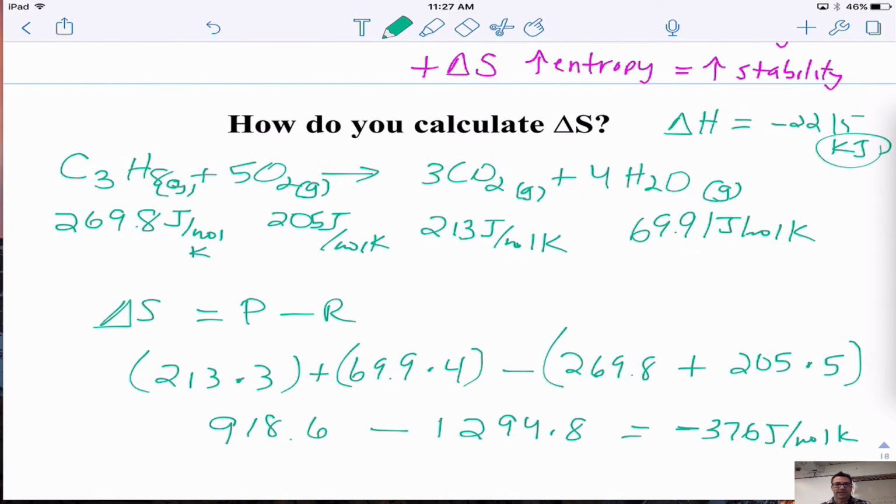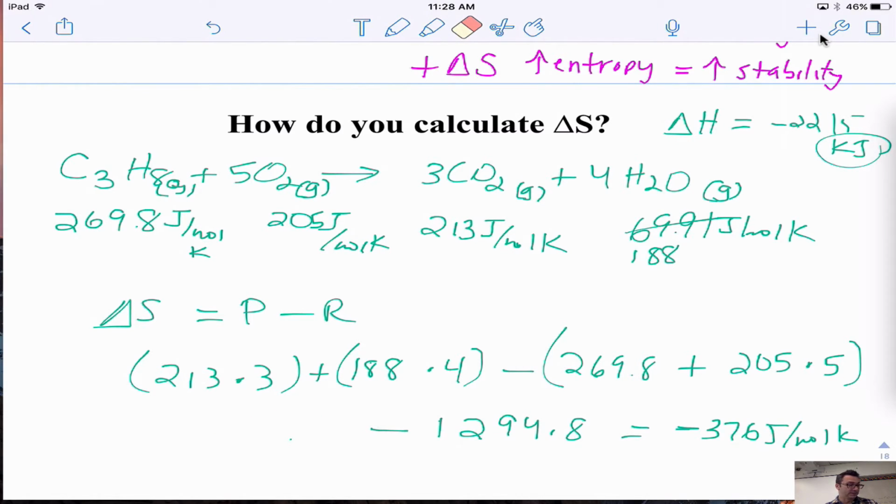I'm going to hold on for 1 second here. I want to check to see that I picked the right water. Okay, so when I went and checked, I did the wrong water. This water right here, instead of being 69.9, is actually 188, and that's the difference between a liquid and a gas. So this one should be 188. So now let's recalculate this. So now we're going to have our 213 times 3, and then plus our 188 times 4, and we're going to get now 1391.